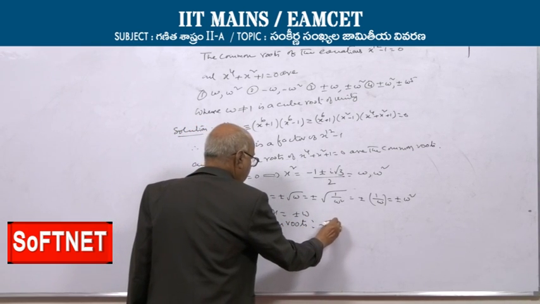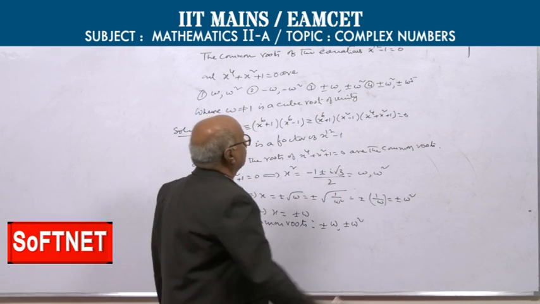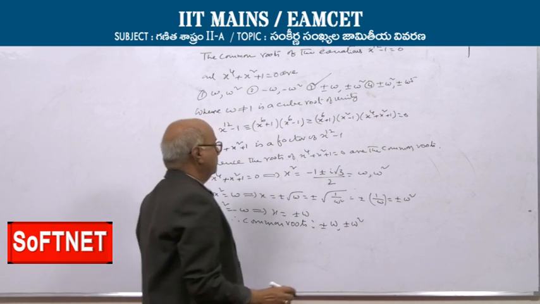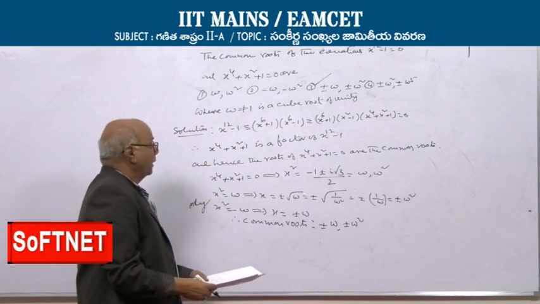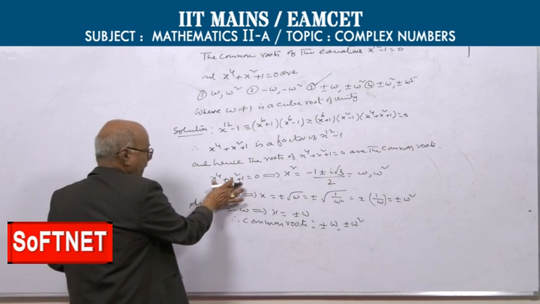Plus or minus omega, plus or minus omega square. So option number 3. And you can also work this problem, because this you can again factorize it.